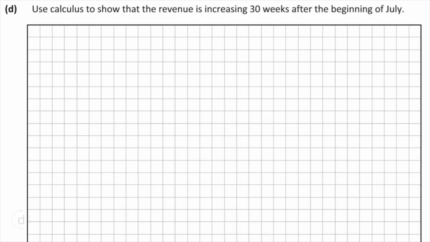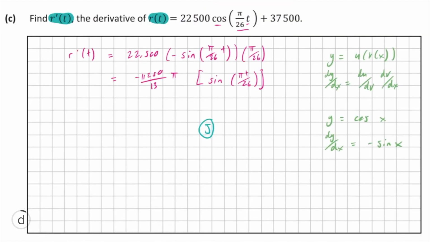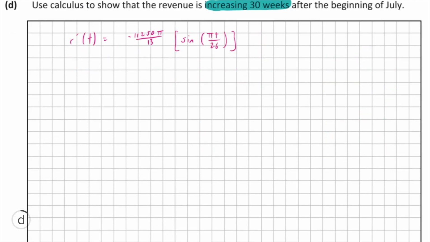Okay, so for part D, we've got to use calculus to show that the revenue is increasing 30 weeks after the beginning of July. So basically to do this, we're just going to use our rate of increase, r dash t, that we found here above. So we're going to rewrite that. So given r dash t, all we need to do now is plug in the value 30 for t and see whether or not this is positive or negative. And if it's positive, it's going to be increasing, and if it's negative, it would be decreasing.